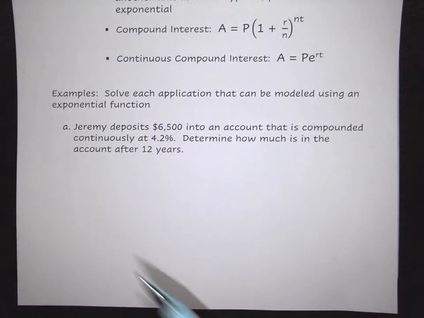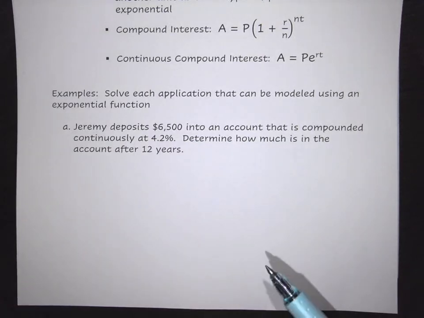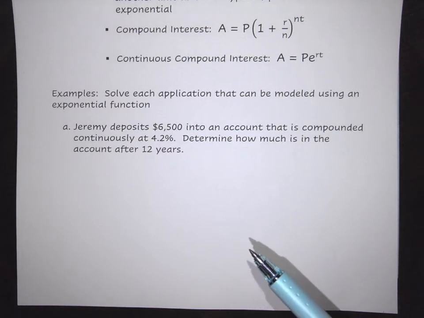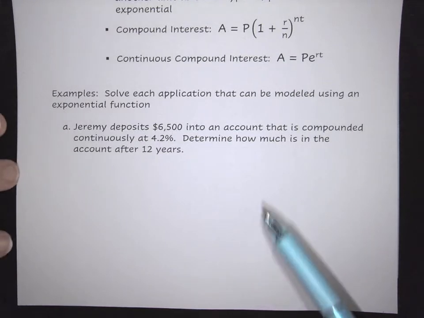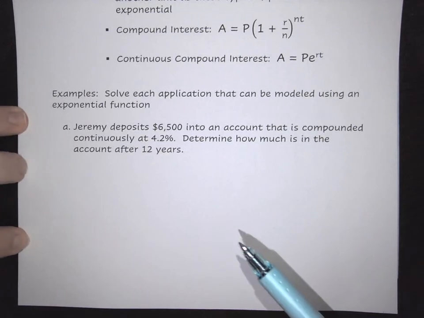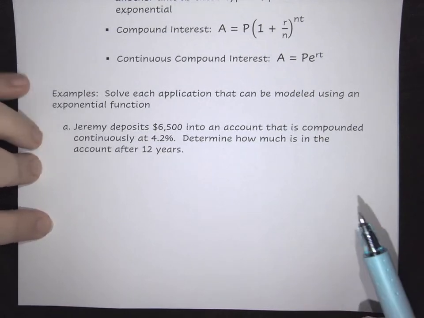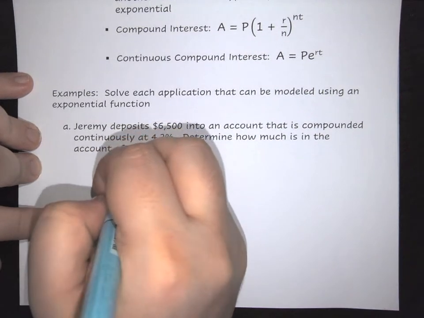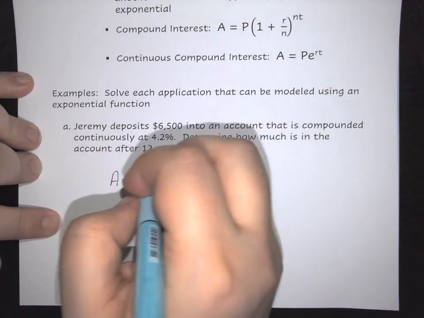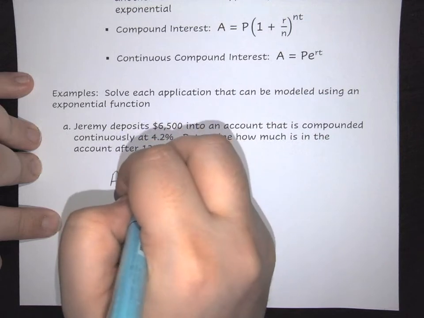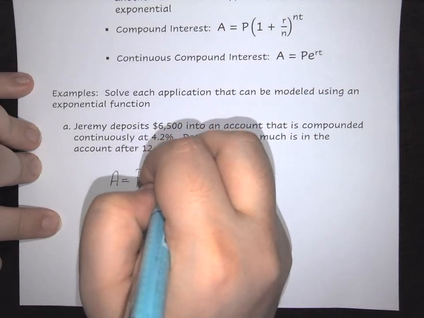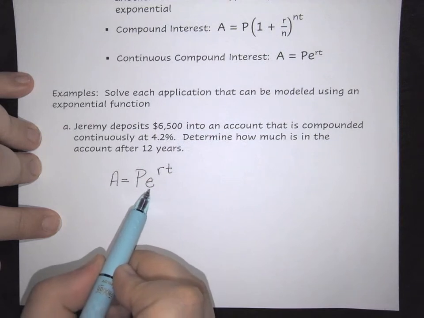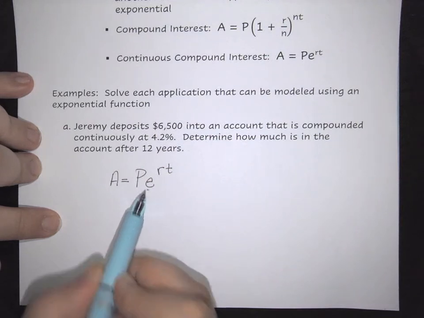So in this first one, Jeremy deposits $6,500 into an account that is compounded continuously at 4.42%, and you need to determine how much will be in his account after 12 years. So here, this is going to use your compounding continuously equation, which is called the PERT equation. So it's P e to the rt, where this e is that specialized button on your calculator, base e.